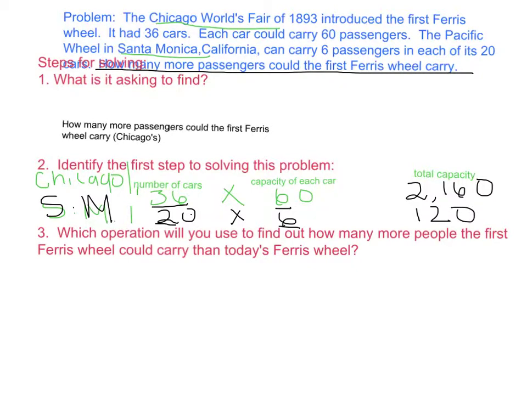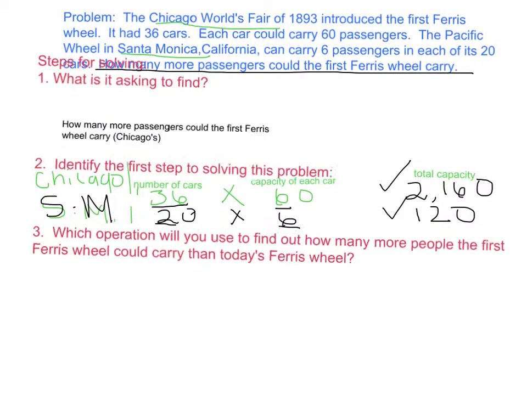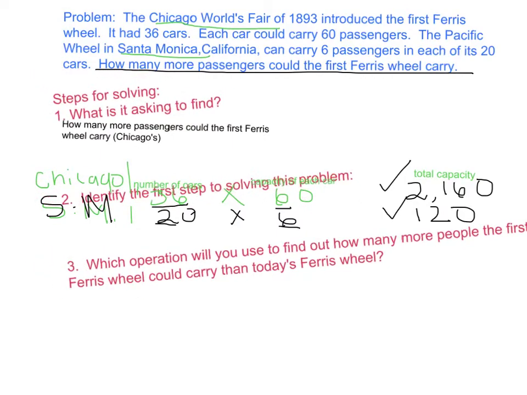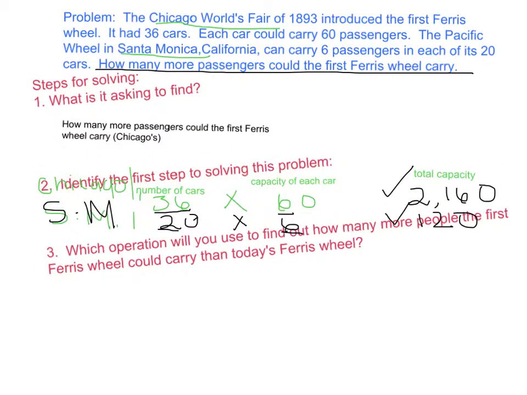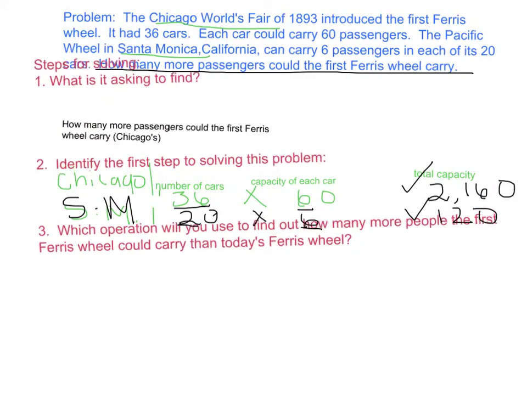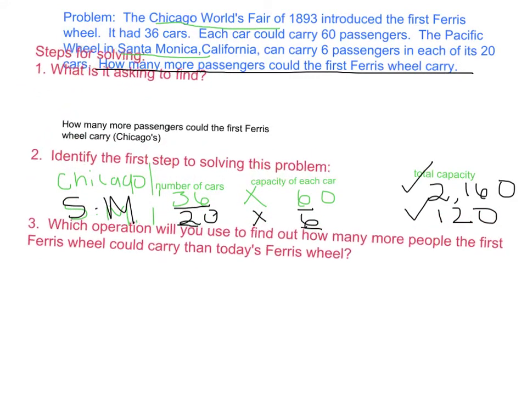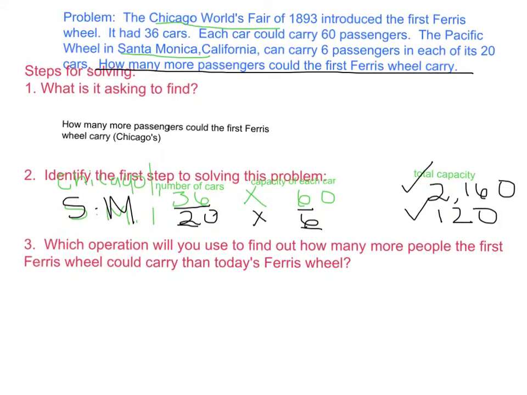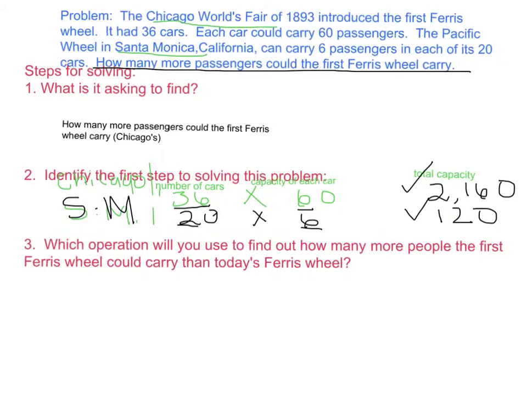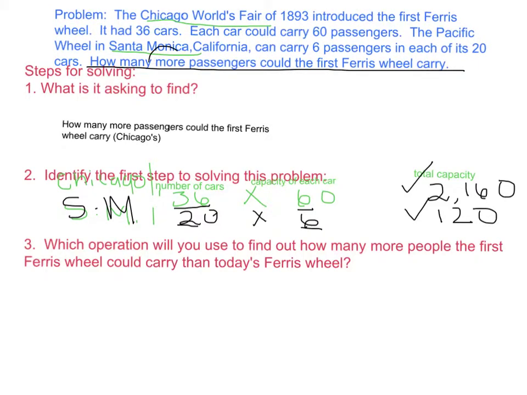And then at this point, we need to solve the equation. So it's actually asking us to compare the two numbers, the total capacity of the Chicago Ferris wheel and, of course, the Santa Monica Ferris wheel. So when I see the word more, which is written right up here, let me move this down again for you guys. Whoops. Now it's getting all messed up. Here we go. There we go. Okay. Anyway, here's the more right here. This is going to indicate that it is a subtraction problem because I'm comparing the two numbers.